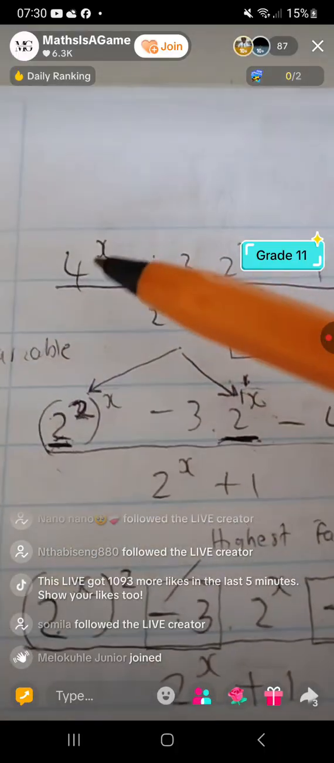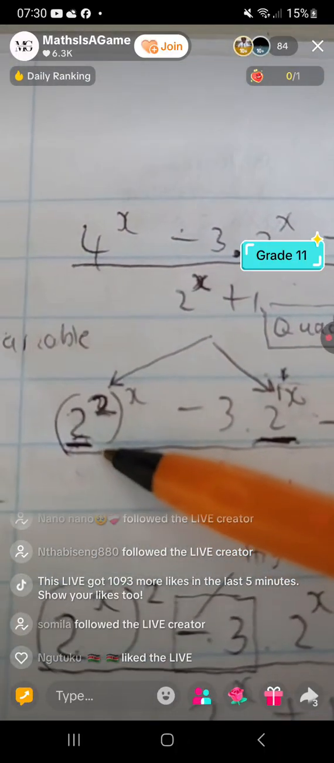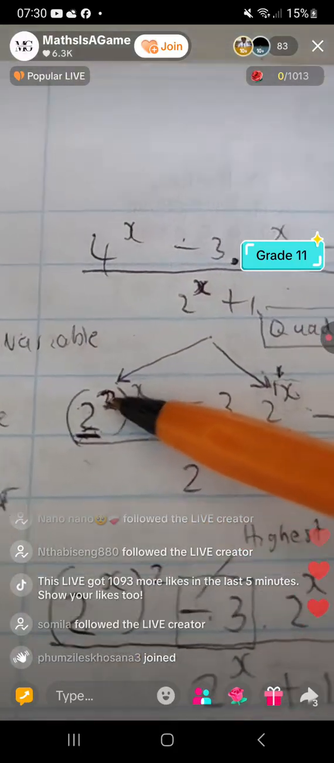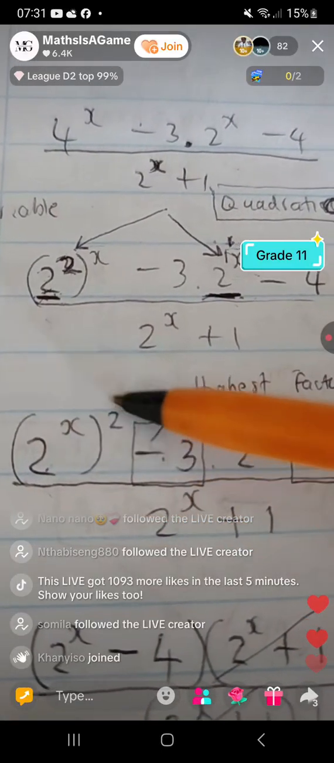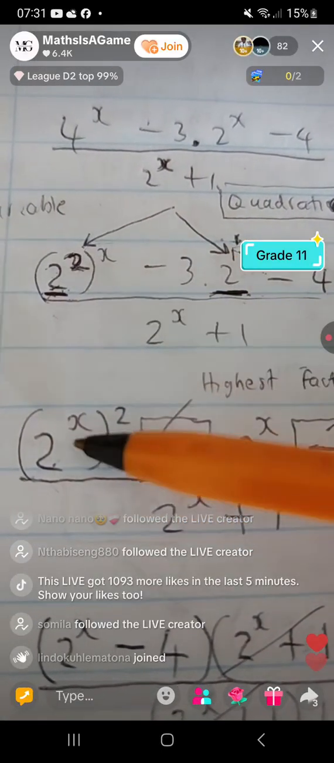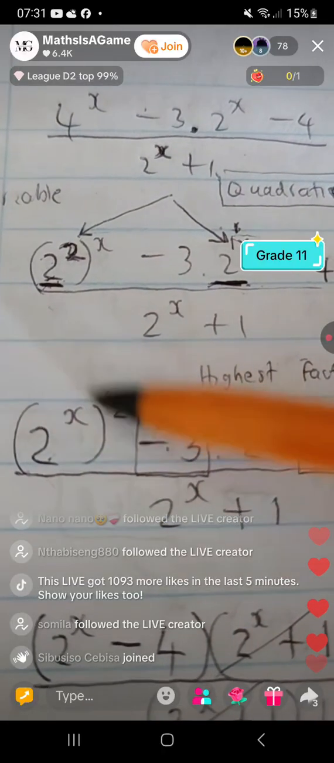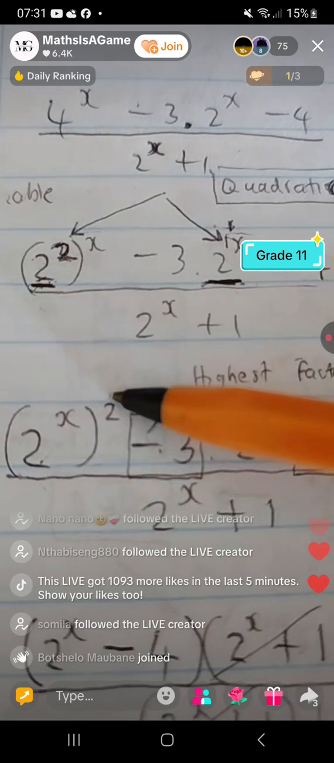Okay, so here we deliberately prime base 4 as 2 to the power 2. If we rewrite it, we know this is how many? It's 2 to the power x raised to the power 2. How many 2 to the power x's? 2 of them. Okay. So once again, here we have something squared. The 2 to the power x here is squared.